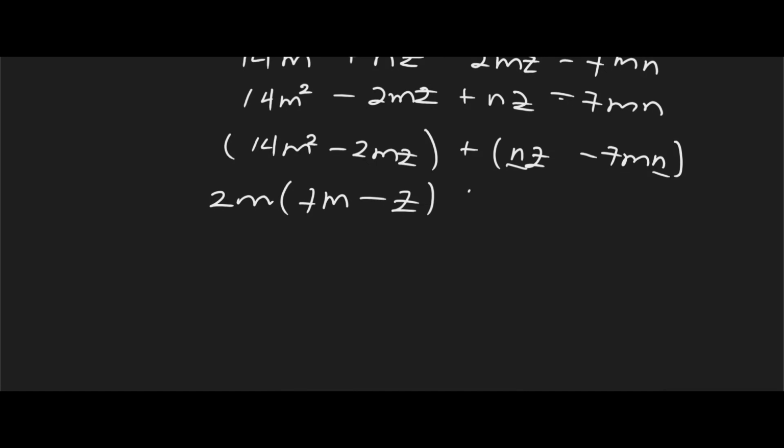Let's come to our next bracket. nz minus 7mn. N, those two guys, they are common. So you can take n out. So you get n times z minus 7m. Wow, this is quite interesting. So are the terms in the bracket the same? This is 7m minus z, and this is z minus 7m. Are they the same? They are not the same.